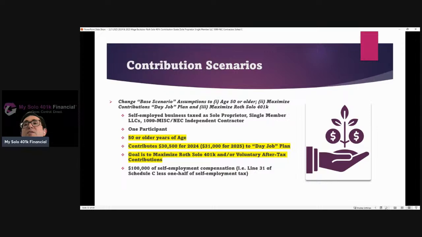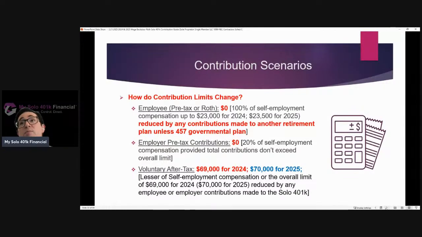So now let's go back to the base. Now let's assume they're 50 or older. Again, they max out contributions to their day job plan. And again, they're not interested in making pre-tax contributions, only Roth or mega backdoor Roth contributions. So again, they're not able to make employee contributions, and they're not interested in making employer pre-tax contributions. So they end up contributing that full amount as a voluntary after-tax contribution. What this scenario is illustrating is, again, the catch-up contribution is not made as an after-tax contribution. It's made as an employee contribution. And here, the individual already made their catch-up contribution to their day job plan.